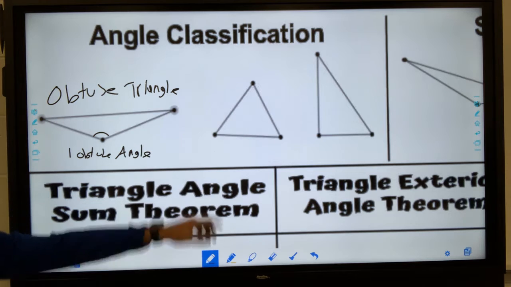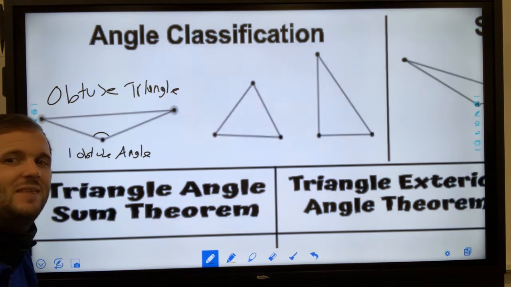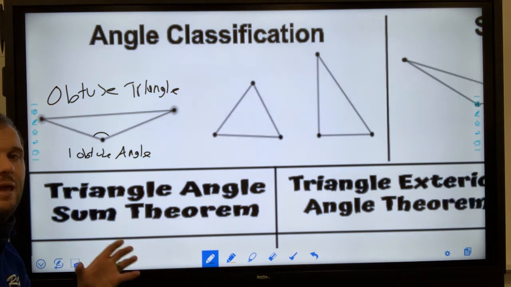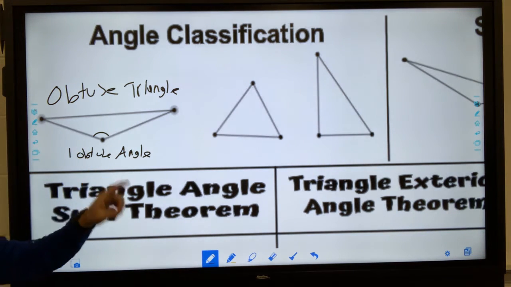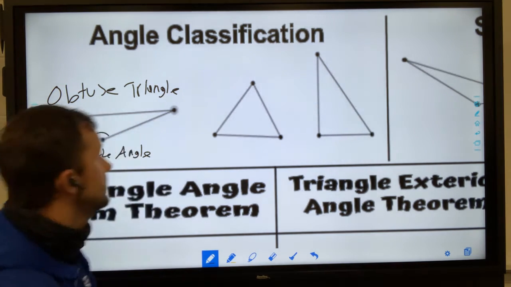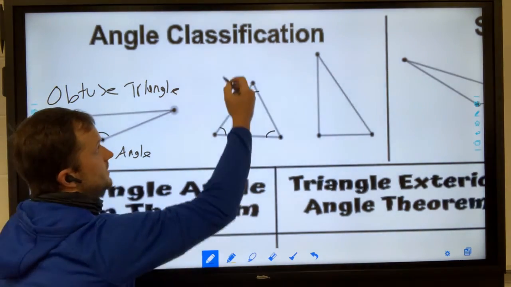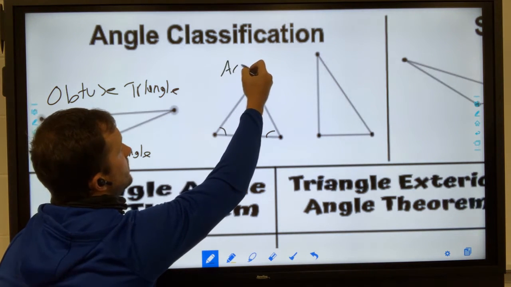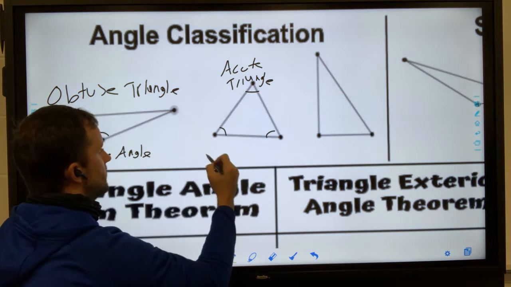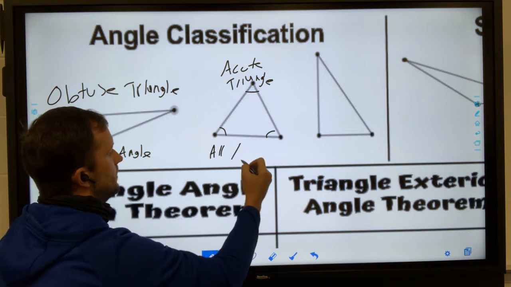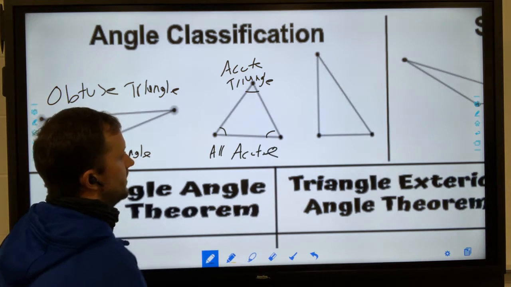The next one I'm gonna look at is gonna be an acute triangle. So that means all of the angles are acute. Acute angle means less than 90 degrees, okay? Obtuse means more than 90 degrees. So if we look, all 3 of these angles in this triangle are gonna be acute. So this is going to be known as an acute triangle. Okay, so it has all acute angles.